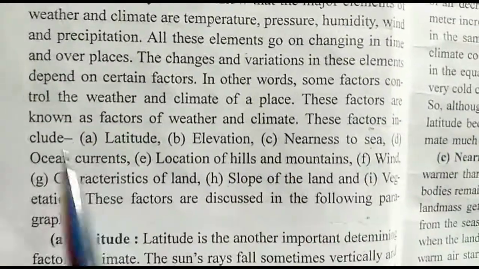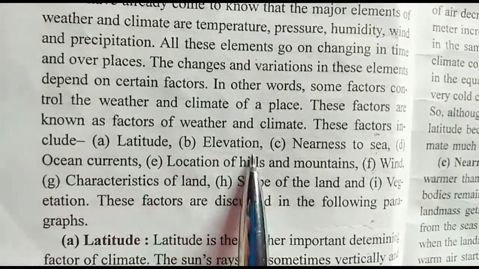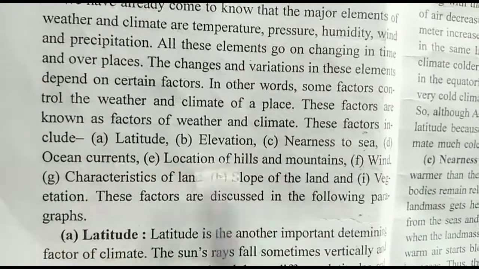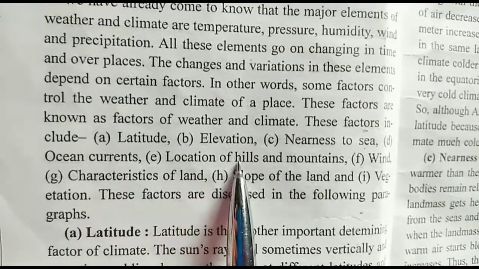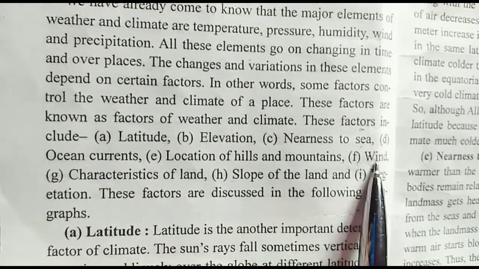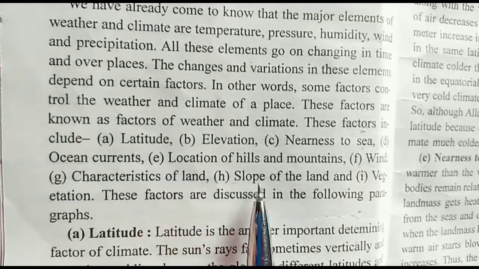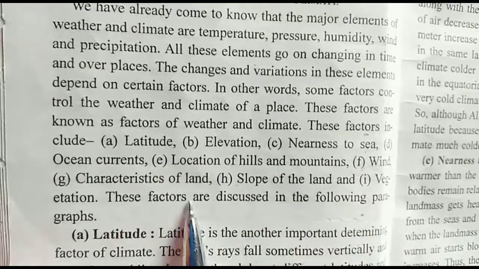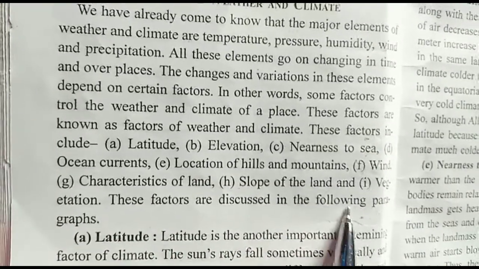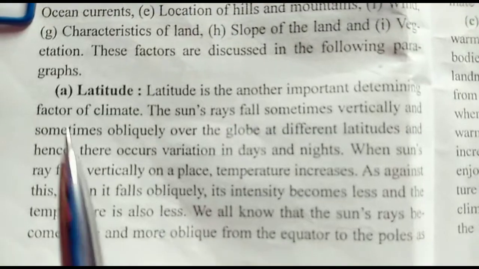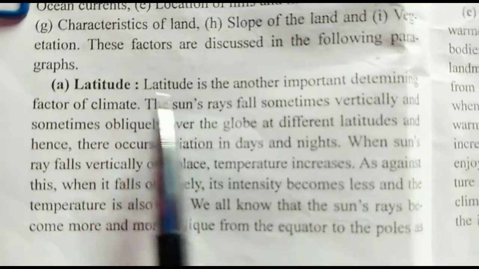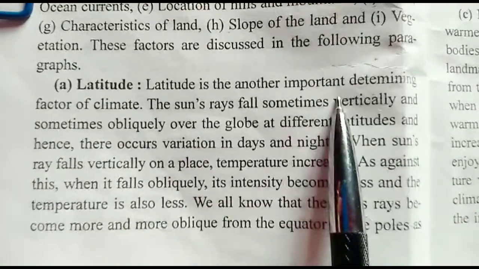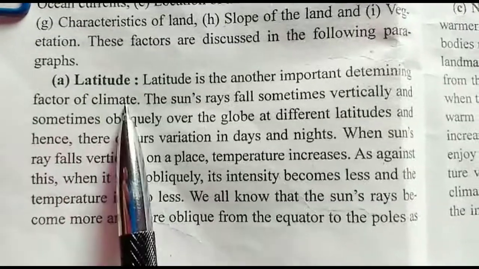And these factors include latitude, elevation, nearness to sea, ocean currents, location of hills and mountains, wind, characteristics of land, slope of the land and vegetation. And these factors are discussed in the following paragraphs. The number one factor is latitude. Latitude is another important determining factor of climate.